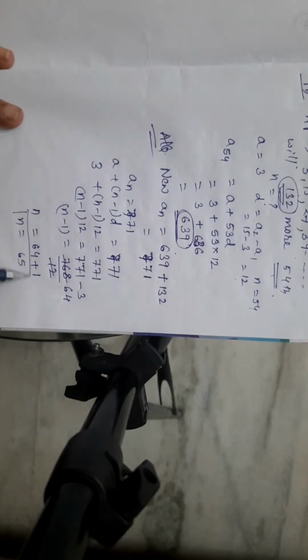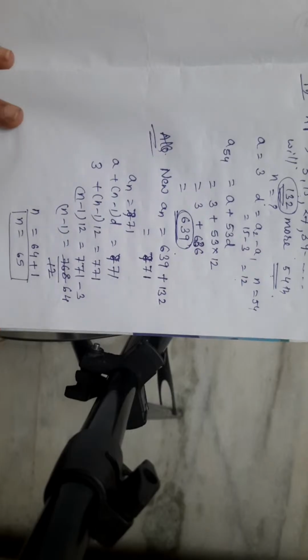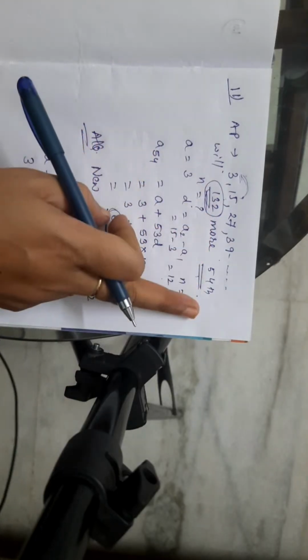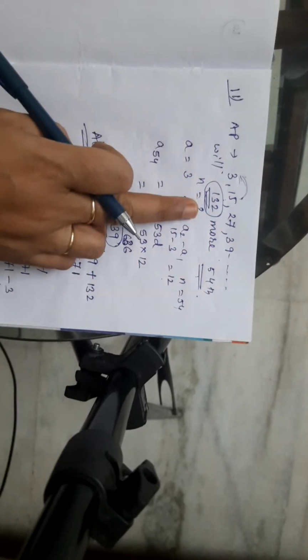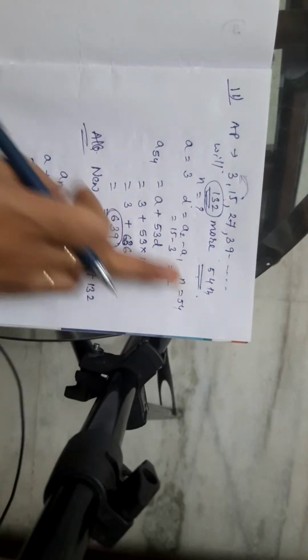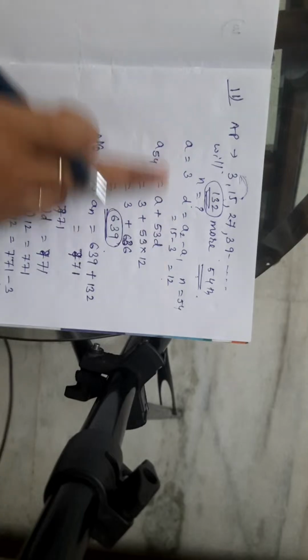So once again repeating, what was the question? Here the AP was given 3, 15, 27, 39 and so on, which term will be 132 more than the 54th term. So first we calculated all the given terms.